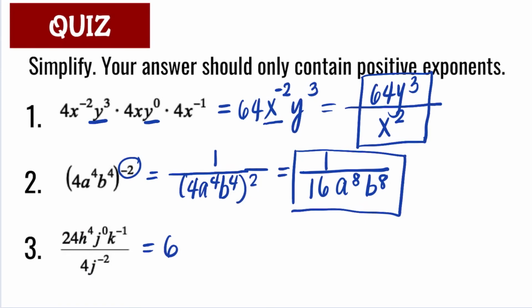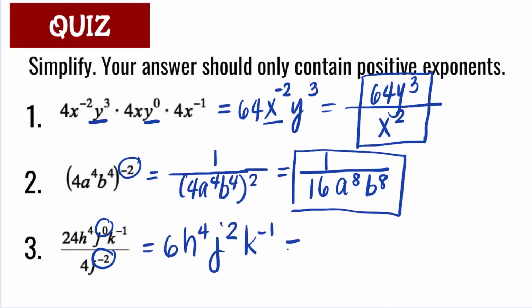For the variable h, we only have it in the numerator, and that is the 4th power. Now for the j, we need to subtract the powers 0 and negative 2. 0 minus negative 2 is the same thing as 0 plus 2, so that is now the same thing as j squared. And k is alone, and we have k to the power of negative 1.